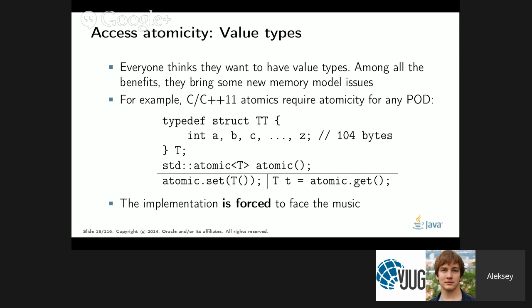My implementation is forced to somehow do this atomicity thing, and no hardware that I know of can do atomic reads and writes of 104 bytes. So what does the implementation have to do? Well, obviously you should guard this thing with locks or something. Yeah, locks or caches or all this stuff.